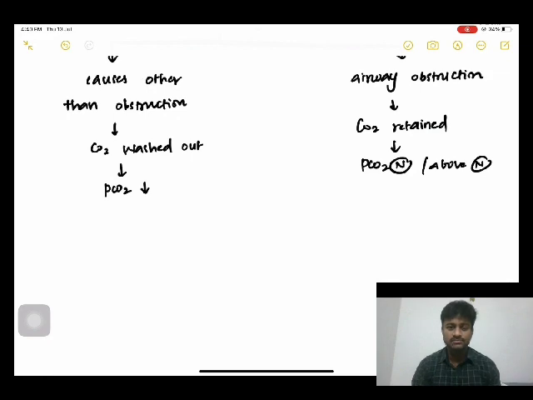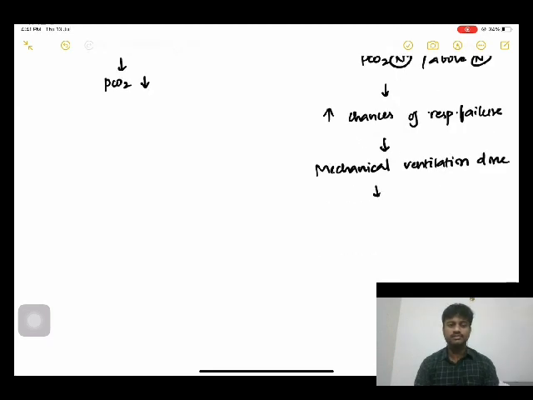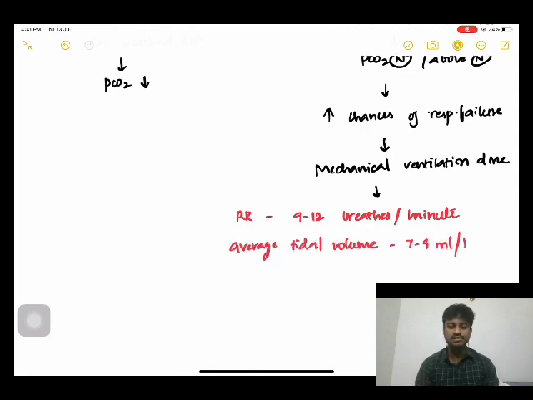In such a situation, there are more chances of respiratory failure and the patient has to be intubated and mechanical ventilation should be done. The optimal ventilator setting should be a lower respiratory rate of 9 to 12 breaths per minute and an average tidal volume of 7 to 9 ml per kg. These settings lead to a minute volume of 10 liters per minute.